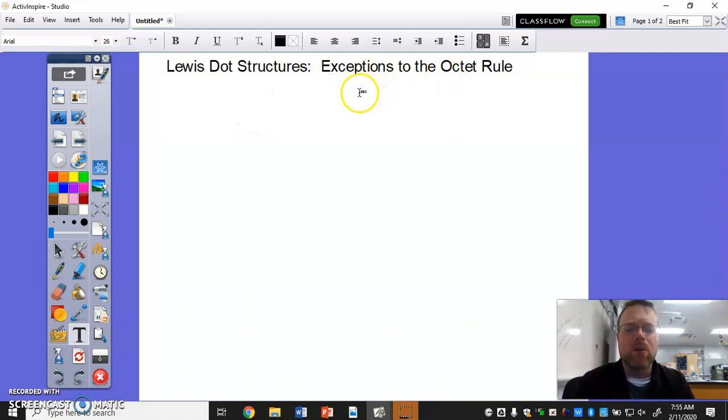Now the octet rule is the rule that says that while you're creating Lewis structures, you want to get 8 electrons around pretty much every atom in the structure. And this is due to the fact that we're trying to get the same number of valence electrons that stable noble gases have. Stable noble gases have 8 valence electrons.